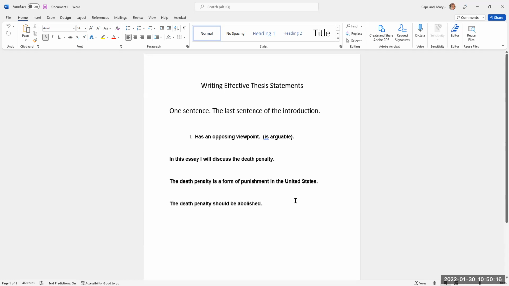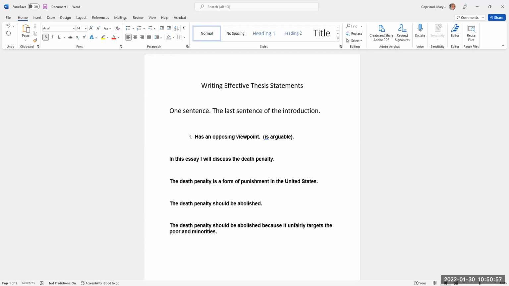I wouldn't call it an A+ thesis, right? So a really strong thesis will often sort of have a plan or let you know. I mean, the death penalty should be abolished is really broad. I know you're going to be writing about why you think the death penalty should be abolished, but why not narrow that down some and say the death penalty should be abolished because it unfairly targets the poor and minorities.